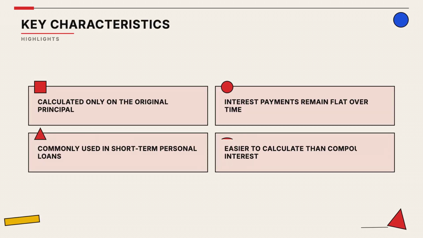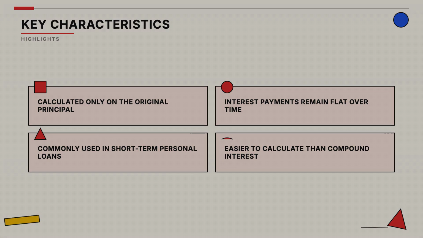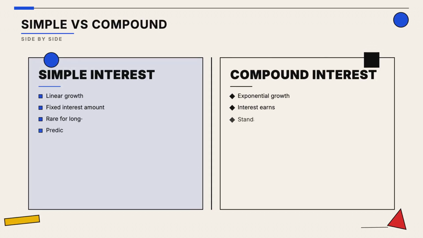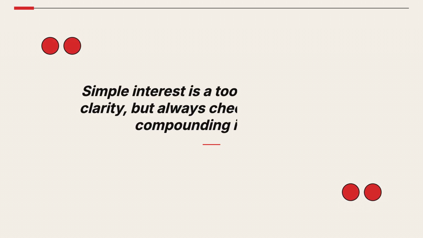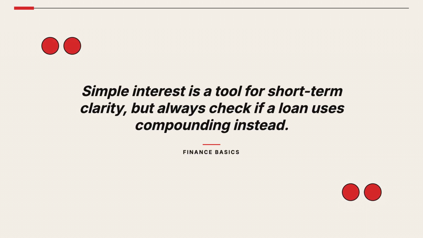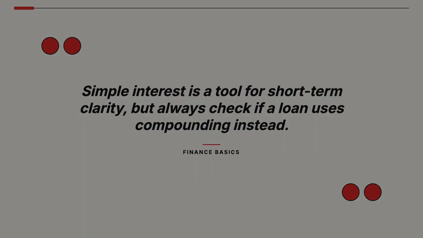Unlike compound interest, where you earn interest on your interest, simple interest stays flat because it only looks at the initial principal. The main difference is that simple interest remains steady, while compound interest accelerates your balance as time goes on. In this chart, you can see that the interest added each year is identical, creating a flat, predictable trend line. Always read your loan agreement carefully to understand exactly how your interest is being calculated before you sign.